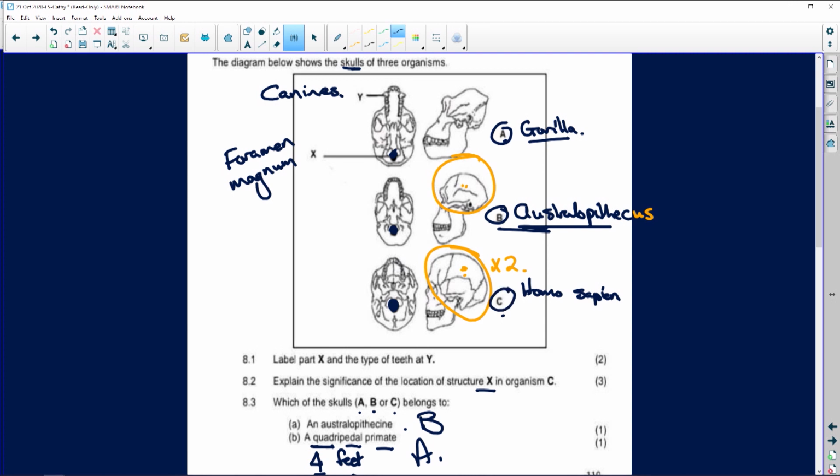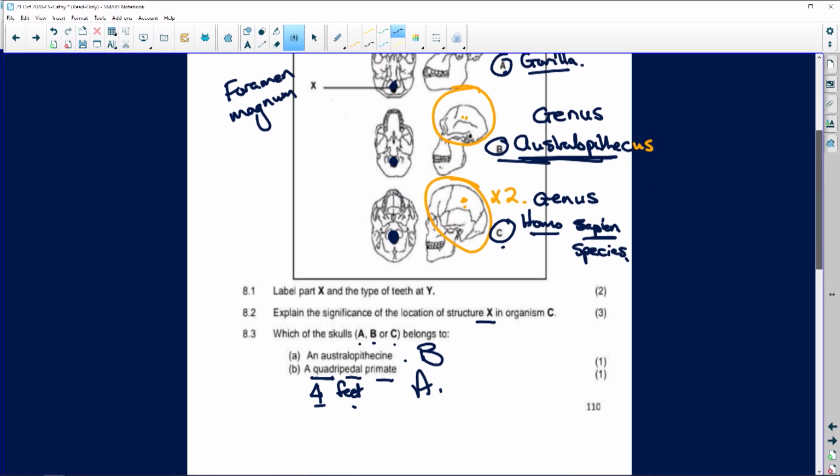Just remember that Australopithecus is the genus name, and Homo is the genus name. Sapiens is written with a lowercase letter because that is the species name. So if we have Homo habilis, habilis will be written with a lowercase letter and it refers to the species, not the genus. The genus would be Homo. All right, so we went through all these questions.